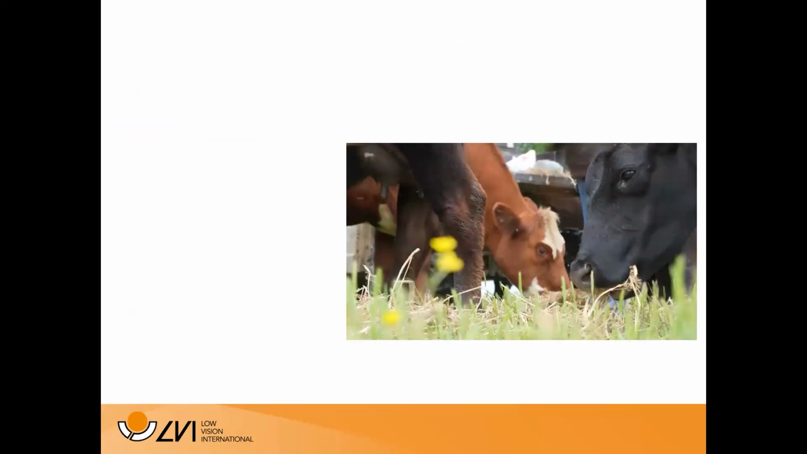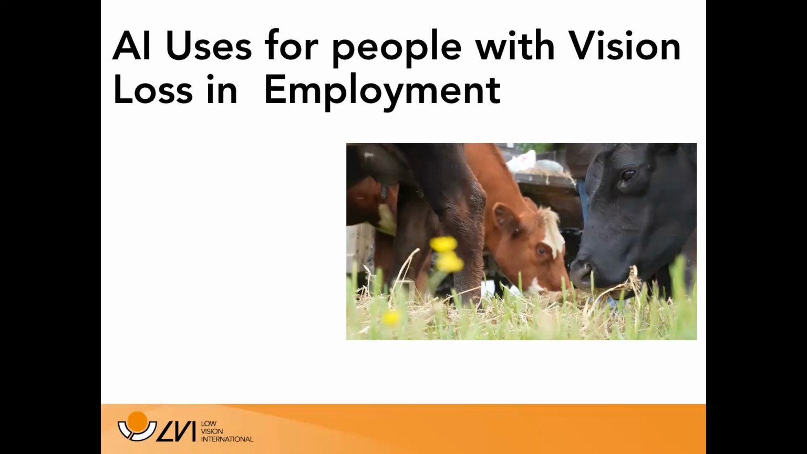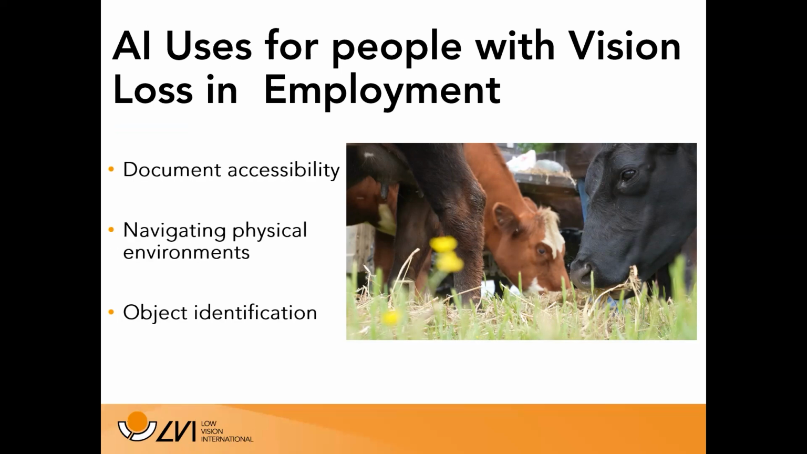So let's talk more specifically about different areas of life where AI can be important. So the first one, AI uses for people with vision loss and employment. I have a picture on this slide of cows, and I will tell you why in just a minute. There are so many use cases for AI and employment. I have three listed here: document accessibility, navigating physical environments, and object identification. So let me unpack some of those a little bit for you.